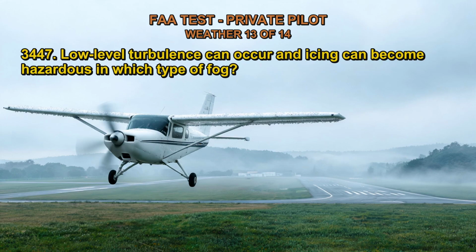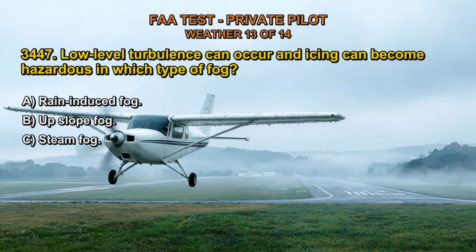3447. Low-level turbulence can occur and icing can become hazardous in which type of fog? A. Rain-induced fog. B. Upslope fog. C. Steam fog. The correct answer is C.